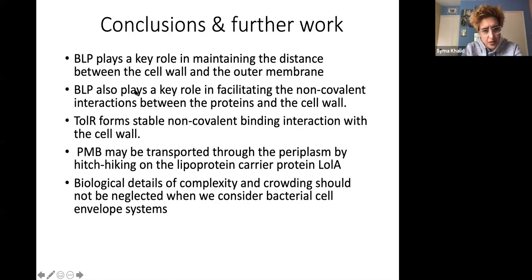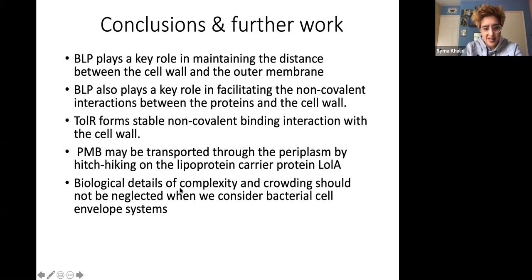But what we have found, which I think we're the first to say, is that it also plays a key role in facilitating the non-covalent interaction of other proteins in the cell wall. So we needed the bronze lipoprotein to be present for the monomer of OMP to bind to the cell wall. We've seen that TOL-R forms stable non-covalent binding interactions with the cell wall, and we've discovered various details of that. We think polymyxin B1 may be transported to the periplasm sometimes by hitchhiking on the lipoprotein carrier LOL-A.